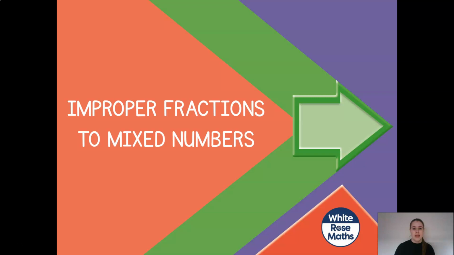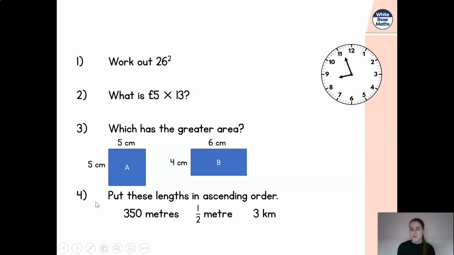So you are going to be looking at improper fractions and how we turn them into mixed numbers. We're going to explore a little bit more today about your remainders, which is going to help you with your improper fractions. Before we do that though, time to warm up your brains. Put a 5-minute timer on, give yourself 5 minutes, and have a go at these questions. Off you go. Okay, so work out 26 to the power of 2.